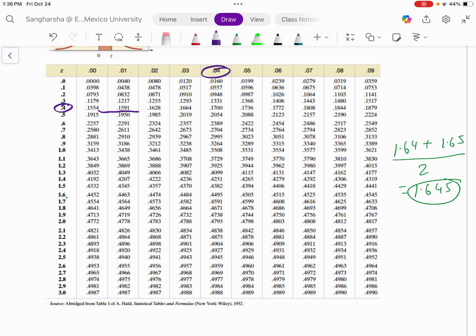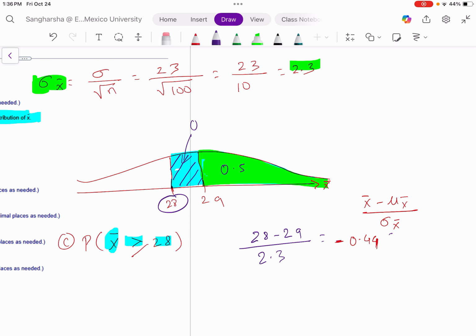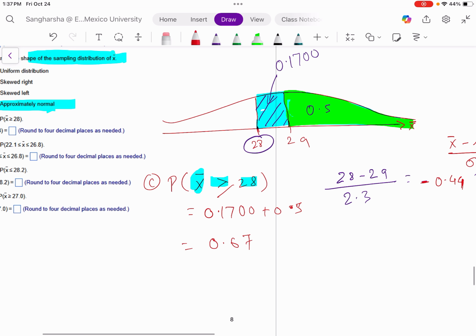So the corresponding value is 0.17, so this area is 0.17. The total area would be 0.17 plus 0.5, which is 0.67. That's for part C.